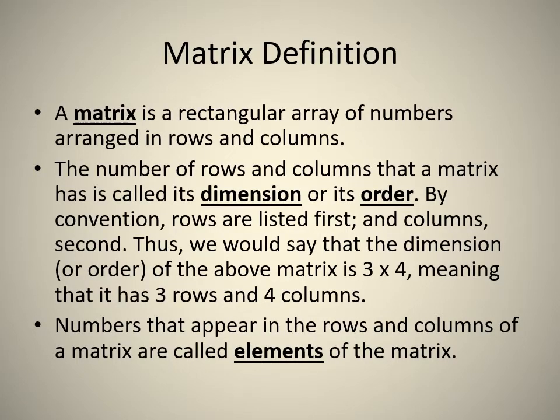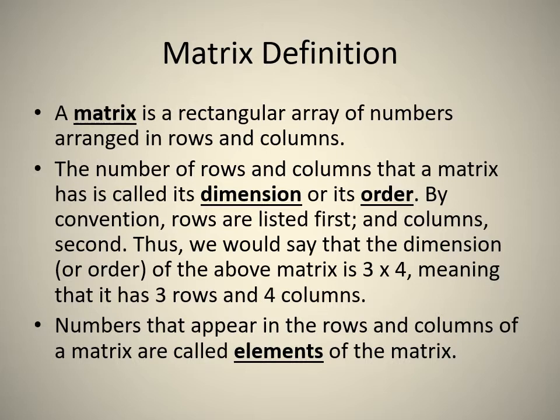So let's go and talk about some definitions and how we name certain things in matrix algebra. So you've seen so far that a matrix is basically a rectangular array of numbers arranged in rows and columns. You've seen in our example we had rows and columns. So it's an array of numbers in rows and columns. And to describe the size of the matrix, we call that the dimension or the order of the matrix. We simply name the number of rows and the number of columns.